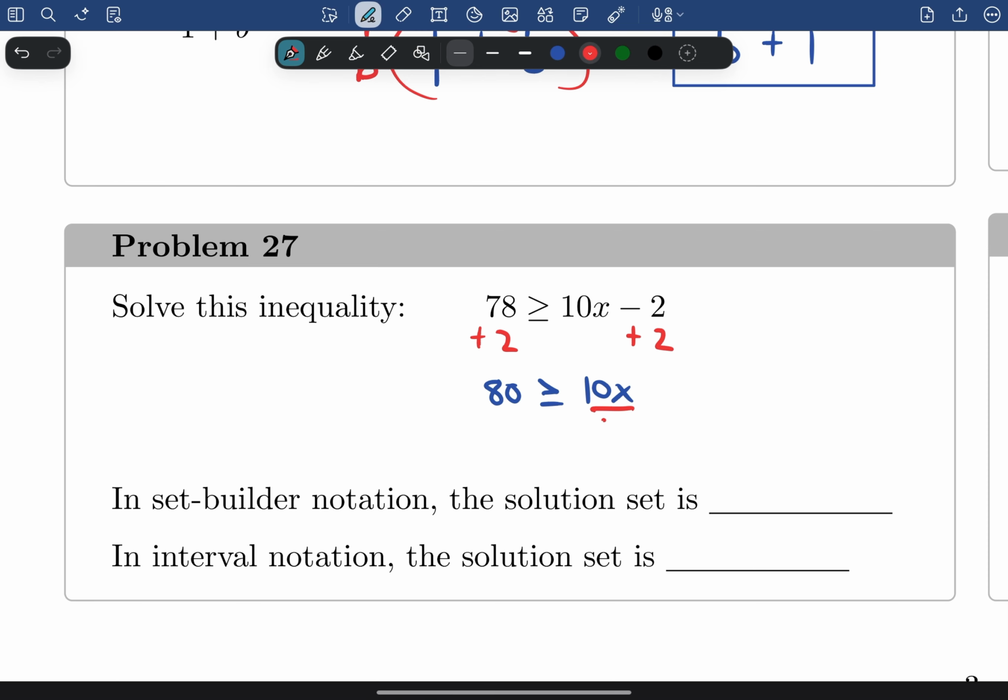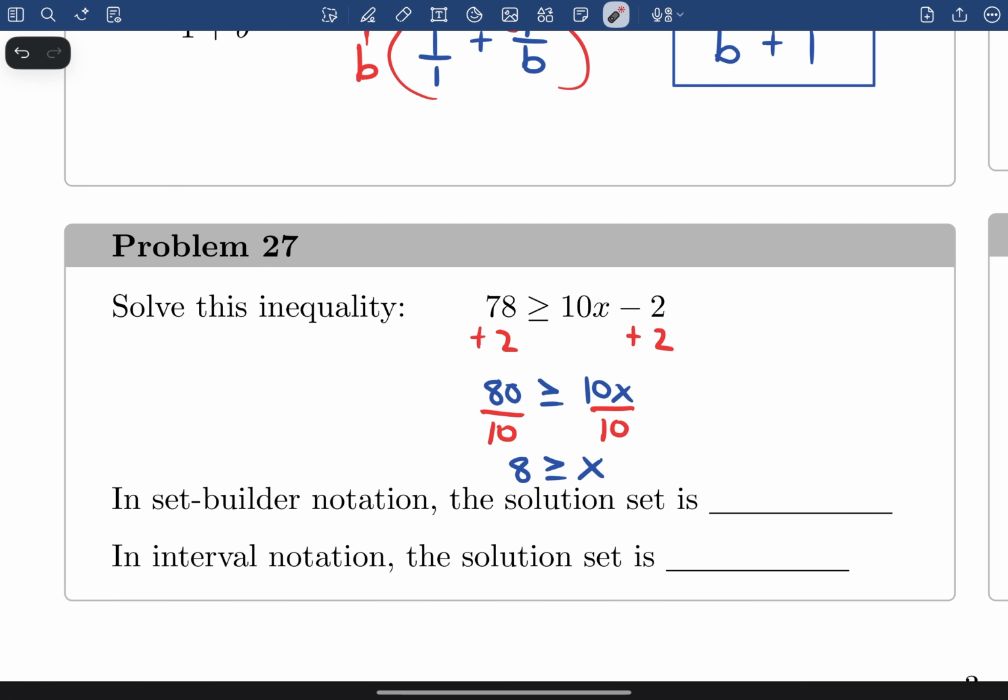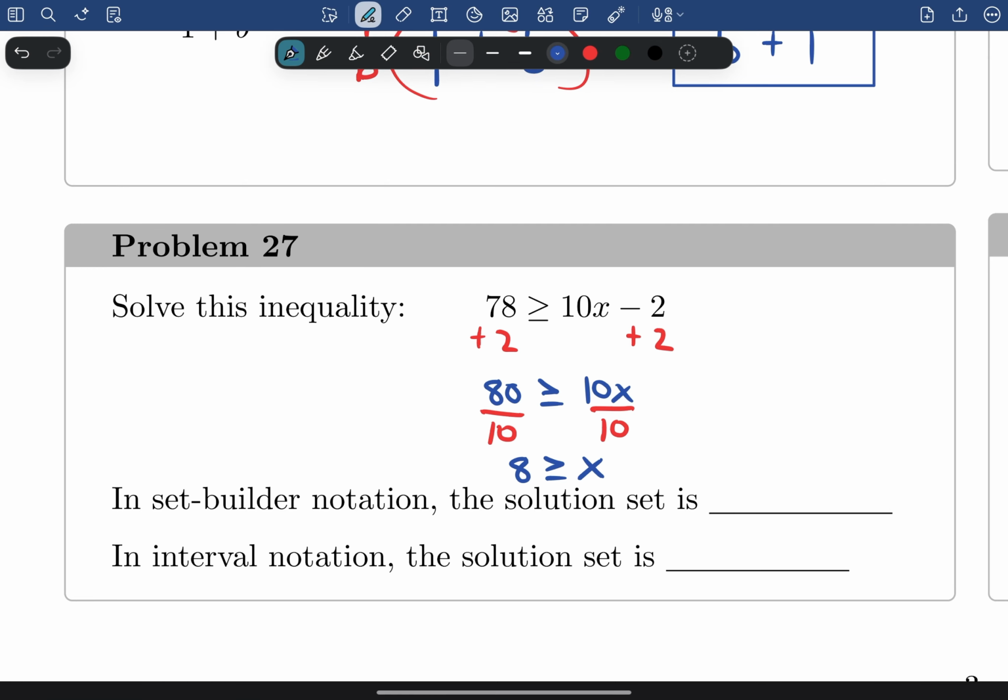I'm now going to divide by 10, okay? And I have now gotten x by itself. 80 divided by 10 is 8, so I get an answer. 8 is greater than or equal to x. Now, it's oftentimes a better format to put the variable first and the number second instead of the number first and the variable second. So a lot of students will rewrite this, and mathematicians, they'll say, well, this is written as x is less than or equal to 8.